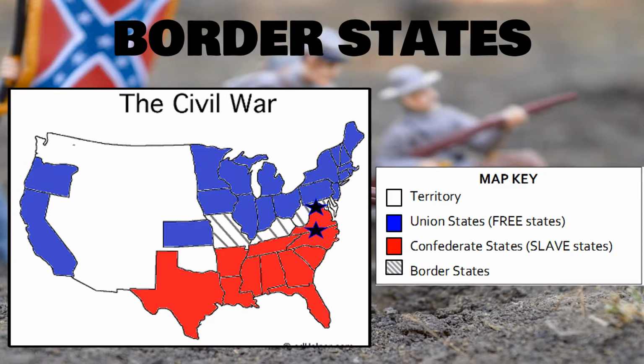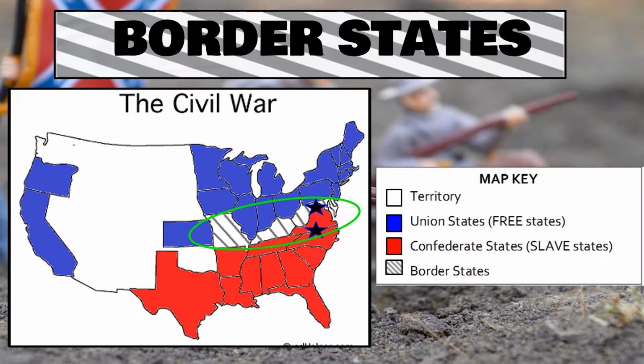All right, so now we have the border states. This is going to be the striped area that you see here. So go ahead and indicate stripes in your map key. Now, this is kind of a tough spot to be in for border states because you fall right between the Union states and the Confederate states. A lot of the battles take place here because that's kind of where the two halves mix. So it's kind of the danger zone. But yeah, it's your border states.